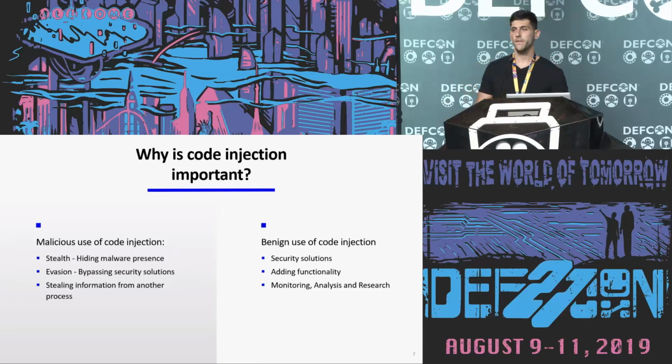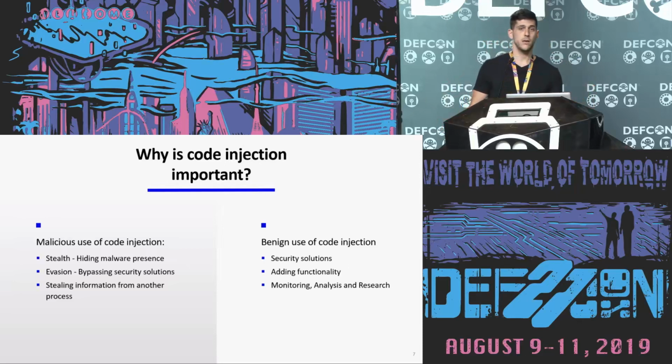We can also, if let's say only one program is allowed to do something and we inject into that program, run in that context and then use the context to do something malicious and bypass the security solution. And at the end, we can steal information, let's say form grabbing in browsers, and then we can see credit card data and things like that.